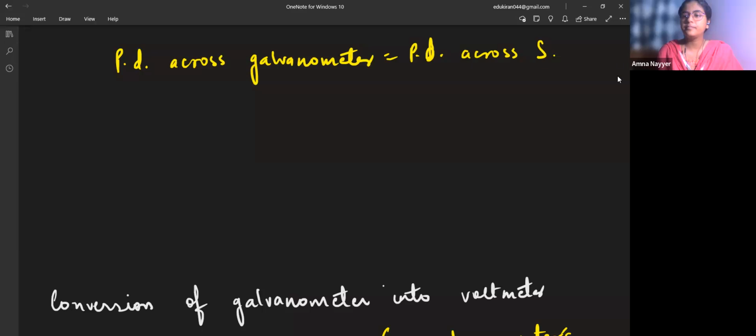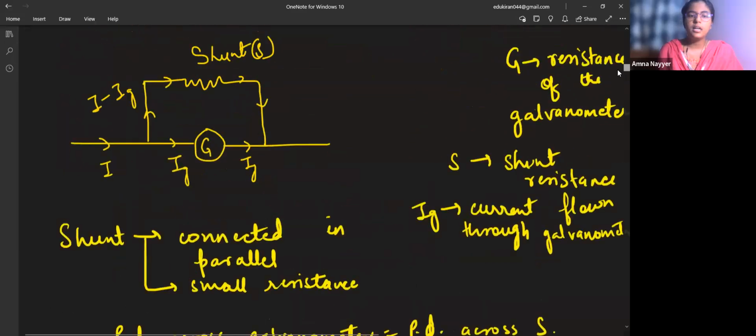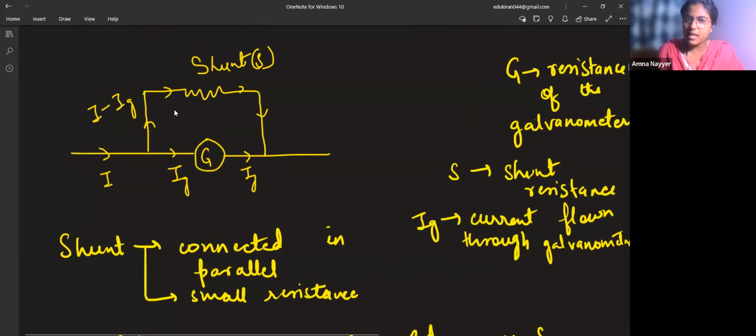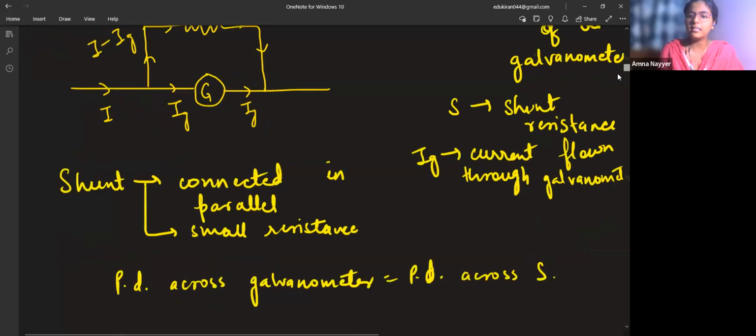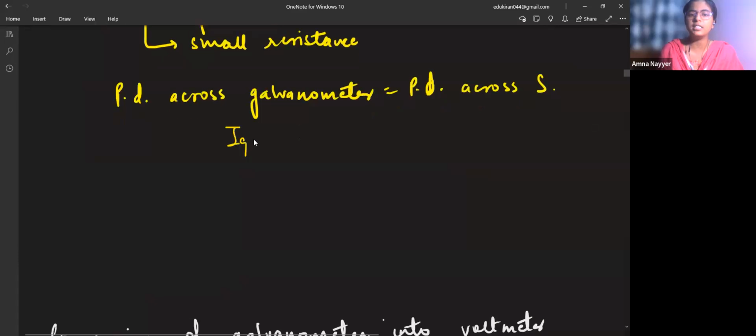So look here. Potential difference in this branch will be equal to potential difference in this branch. So how do we write potential difference? V is equal to IR. This is how we write potential. So current is IG, resistance is G. So potential becomes IG into G. That is the potential across the galvanometer.